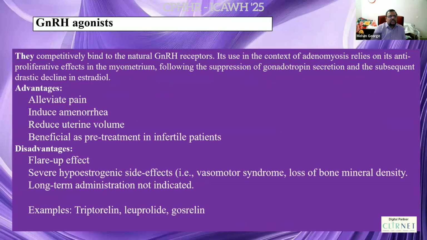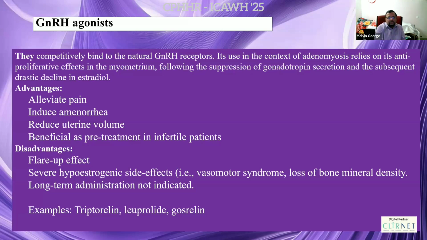And then we have the GnRH agonists. They are drugs which competitively bind to the natural GnRH receptor, and these drugs are very useful in suppressing GnRH secretion and the subsequent decline in estradiol. They alleviate the pain, induce almost a situation like amenorrhea, and reduce the volume of the uterus. In some patients with extensive adenomyosis, where much of the myometrium is involved, the uterine volume is going to grossly increase, and that is obviously reduced when you're giving GnRH agonists.